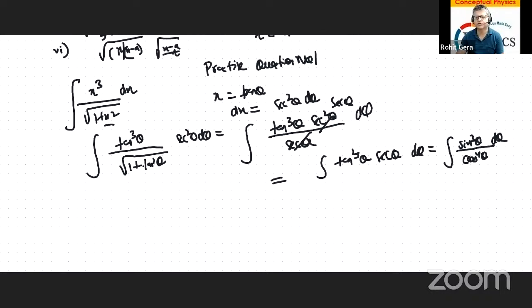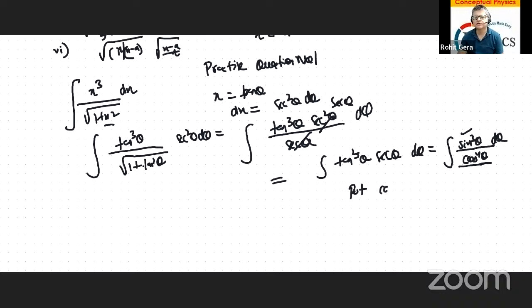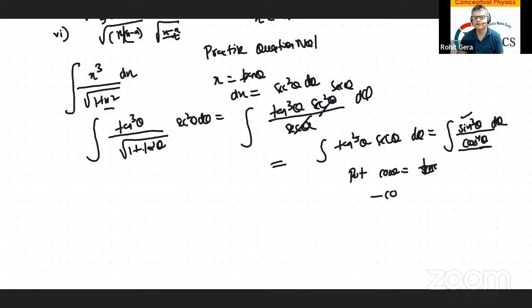Right now, do you see this form, sine and cos coming together? Yes, sir. Right, this is quite close. Matlab, you can also solve it algebraically, but I have done it in a different manner. You can put cos theta is equal to t. Okay, minus sine theta dθ is equal to dt.